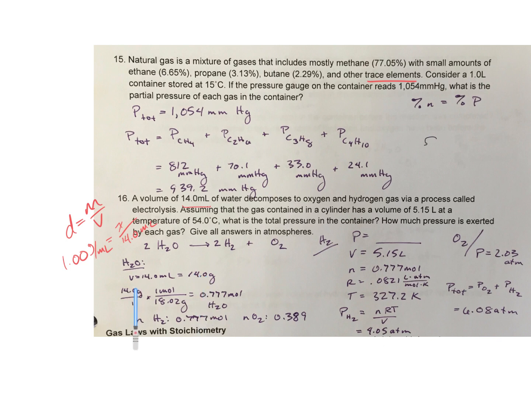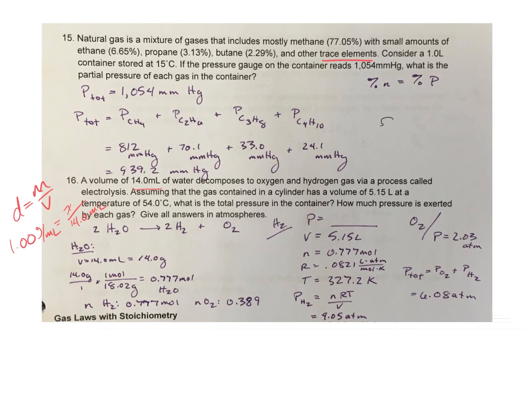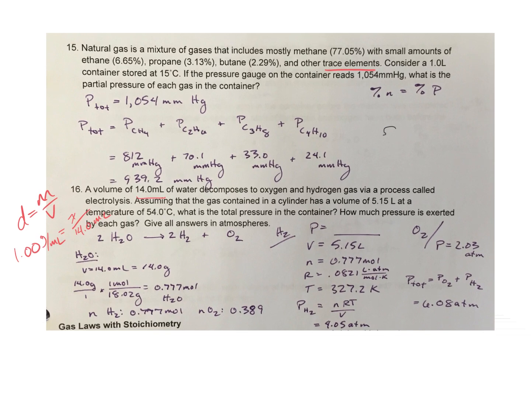Once you're in grams of water, then you can calculate the number of moles. Once you have the moles of water, you can determine how many moles of each product will be formed by using the stoichiometric ratio. Since this is 0.77 moles of water, almost 0.78, that means we're going to make 0.78 moles of hydrogen, and then half of that for oxygen, so 0.389. So the number of moles is determined by both the density equation of water and then the stoichiometry for the electrolysis of water.